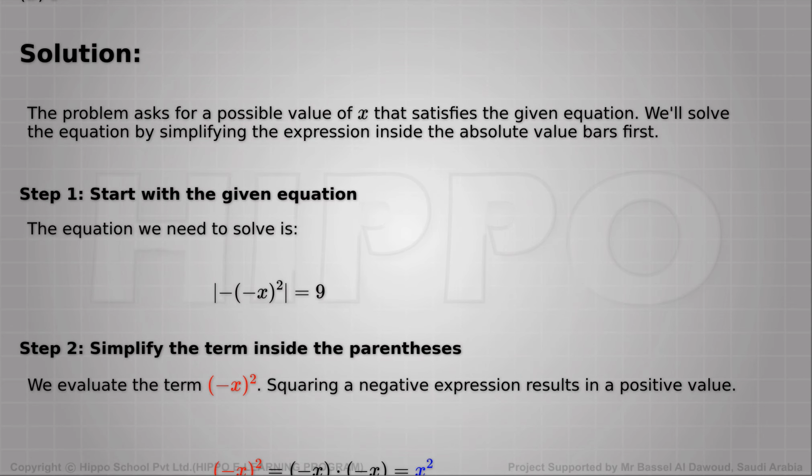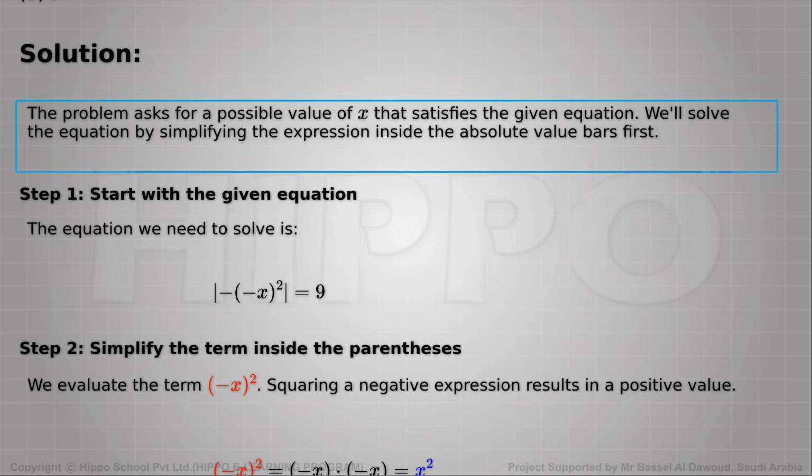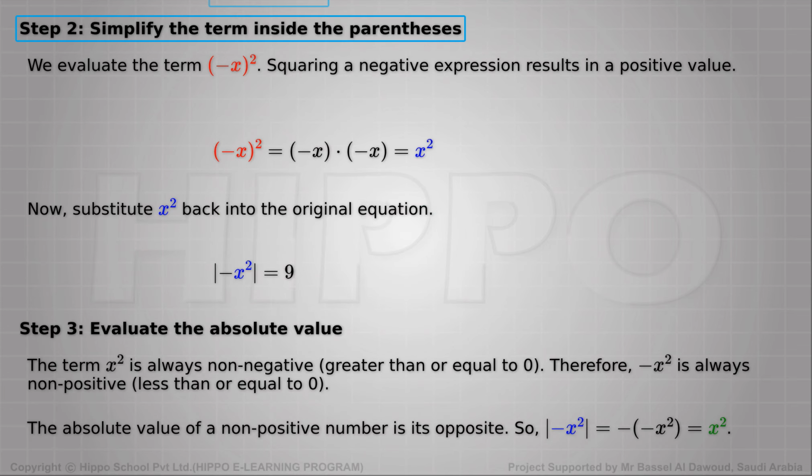As you see on the screen, our starting point is the equation: the absolute value of negative, open parentheses, negative x, close parenthesis, squared equals 9. Our goal is to simplify this and find a value for x that makes the statement true. The first thing we want to do is simplify the expression inside the absolute value bars.